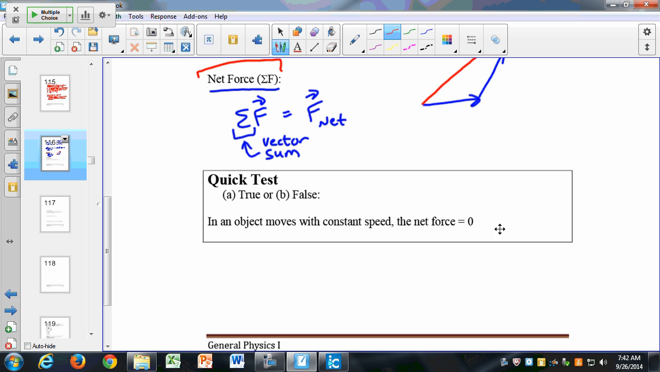Okay, let's try a couple of questions here. If an object moves with constant speed, the net force equals 0. Is that statement true, or is it false?